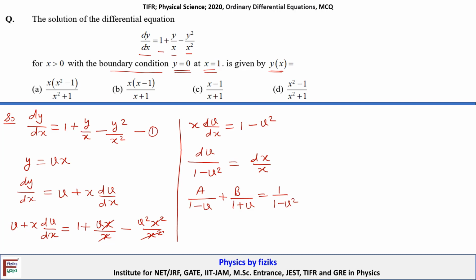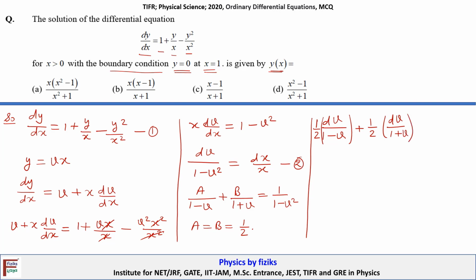Now multiplying on both sides by 1 minus v square and comparing the coefficient of the constant term as well as the v term and v square term, we can obtain from here a is equal to b is equal to 1 by 2, and hence this equation, say equation number 2, can be written again as dv divided by 1 minus v, of course here the 1 by 2 factor is also present, and the next term, that is equal to plus the value of b is equal to 1 by 2, and this dv divided by 1 plus v, and this is equal to dx by x here.